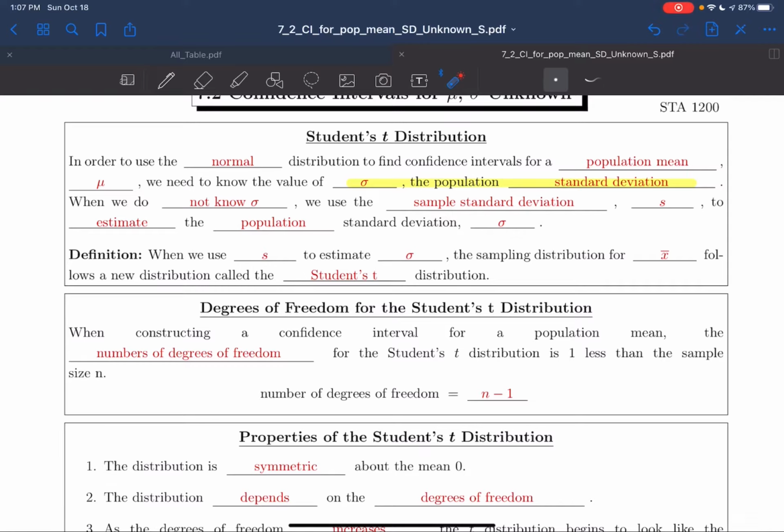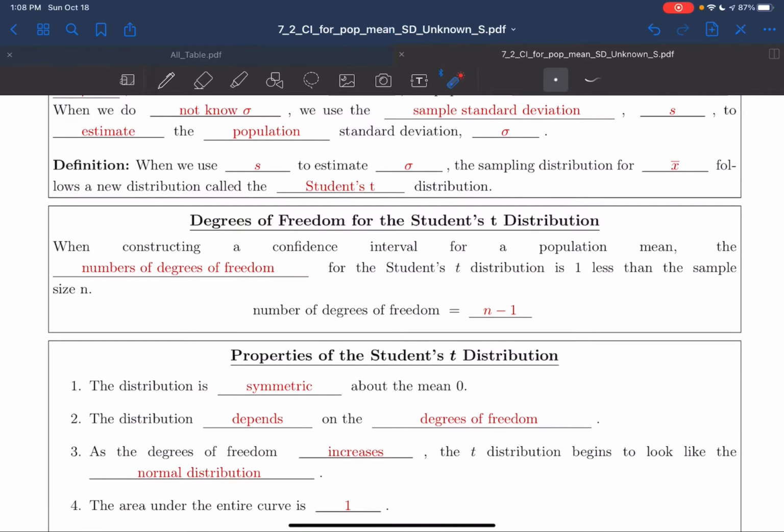But there are a couple of things you have to keep in mind. When we use S to estimate sigma, the sampling distribution for X bar follows a new distribution. It doesn't follow a standard normal curve anymore. It follows something called a student t distribution.